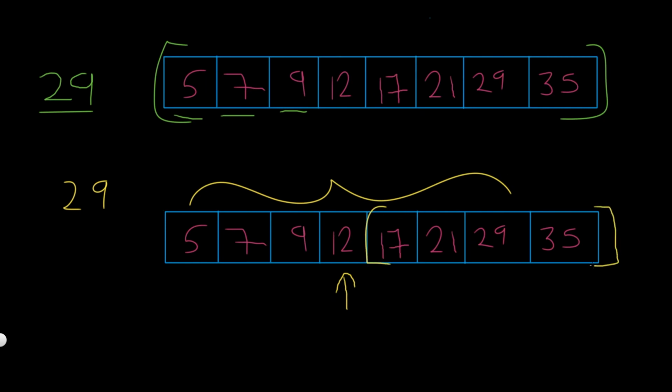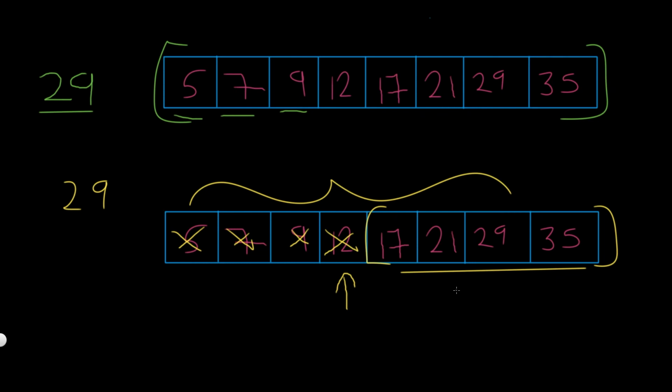29 must be somewhere between 17 and 35, and we can say that 29 should not be in the left part, because all the elements on the left of 12 must be smaller than 12, and 29 is greater than 12, and we have to search for an element which is greater than 12. So the element must be somewhere here. Now we will search for the middle element again, in this part of the list only.